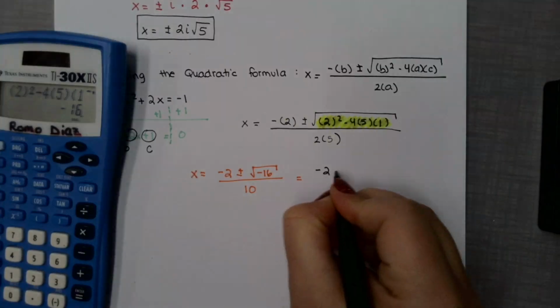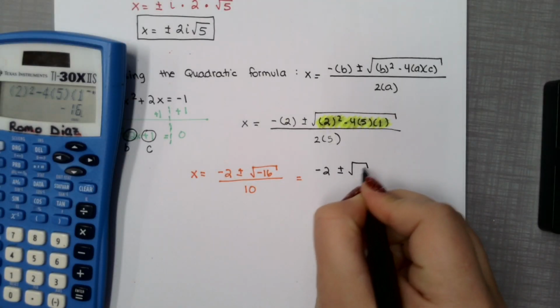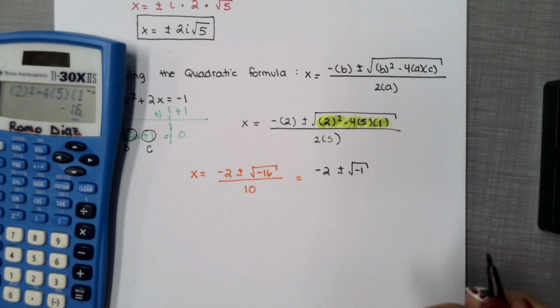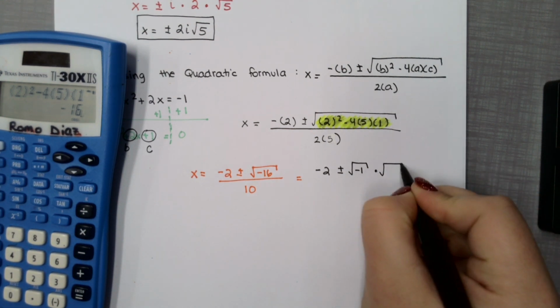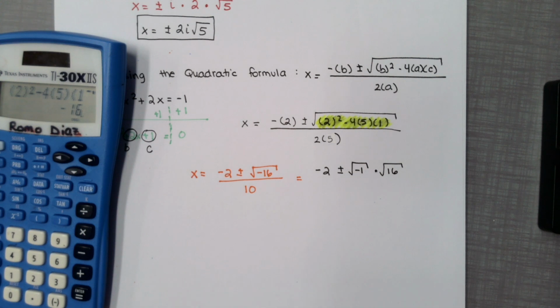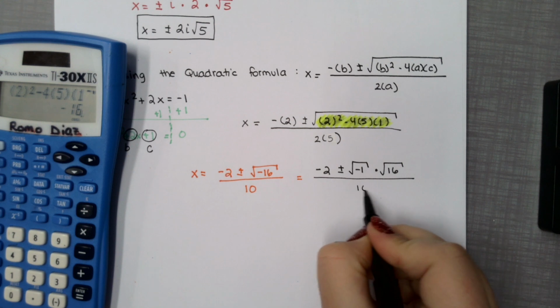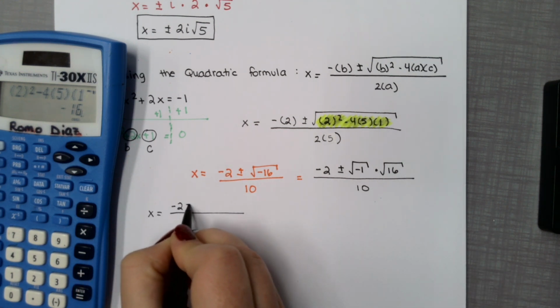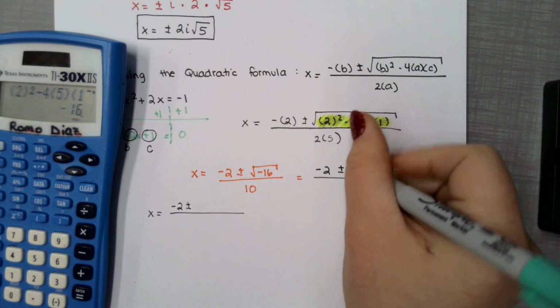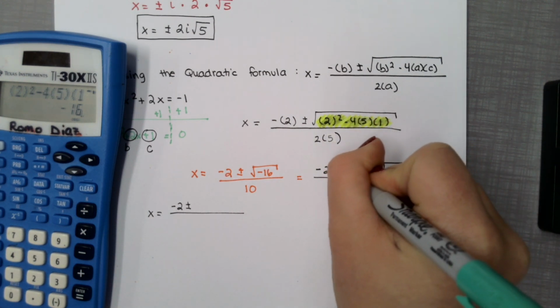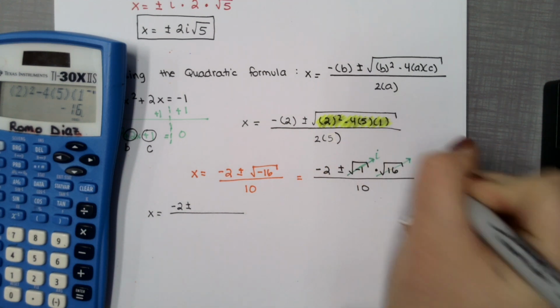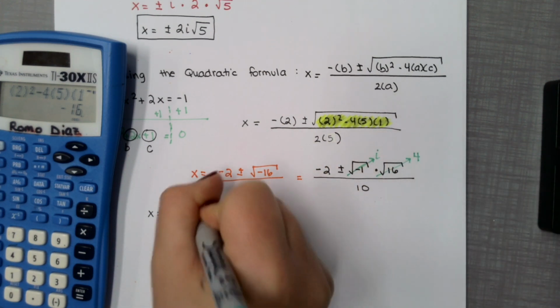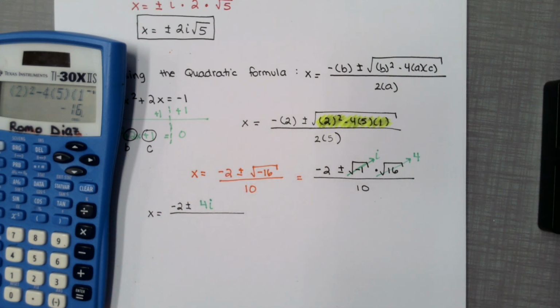Start out by simplifying the numerator by separating out that negative. Now here, instead of writing what times what is 16, I know that the square root of 16 is 4, so I'm just going to keep it as square root of 16 just for one more step. And now we're going to simplify it completely. We have negative 2 plus or minus. We know that the square root of negative 1 is i, and we know that the square root of 16 is 4, so we have 4i. Still divided by 10.